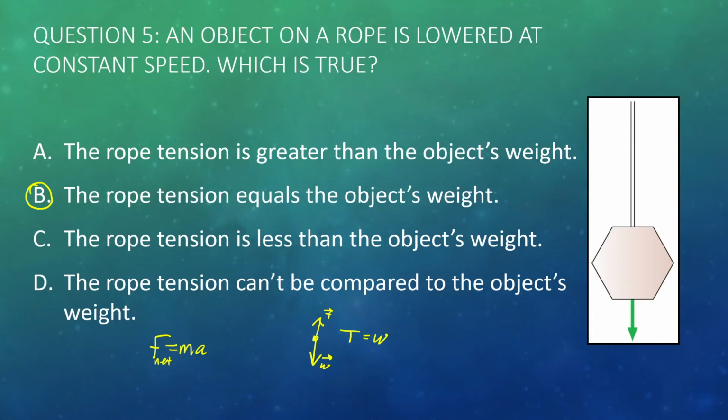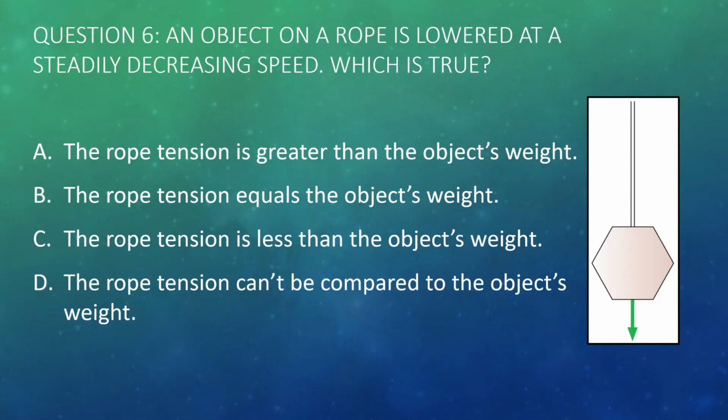Question 6. A very similar one. The only difference is, now instead of moving at a constant speed, it says that it is lowered at a decreasing speed, which is true. Okay, well, the situation is the same. We have a weight pointing downward, so I'll draw that. Here's our weight. Upward is our tension. But here is the key, and this is important. Pay attention to how I say this. It is lowered at a decreasing speed.